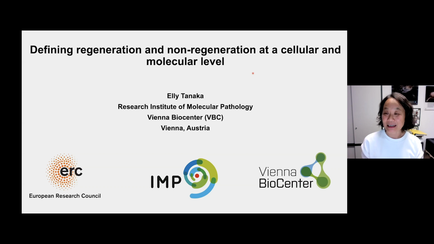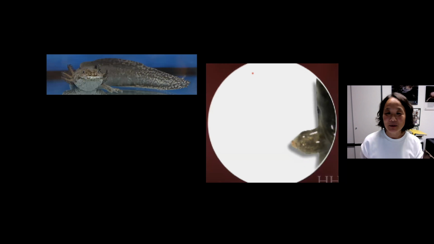I'd like to talk today about our work to define what it means to have successful regeneration, but also starting to look at examples of lack of regeneration and what that means at the cellular and molecular level. So many of you may know that we've worked on this salamander for many years.